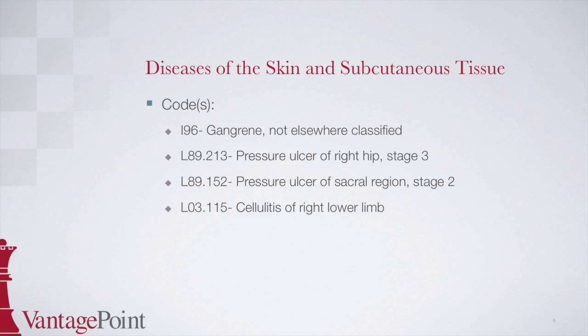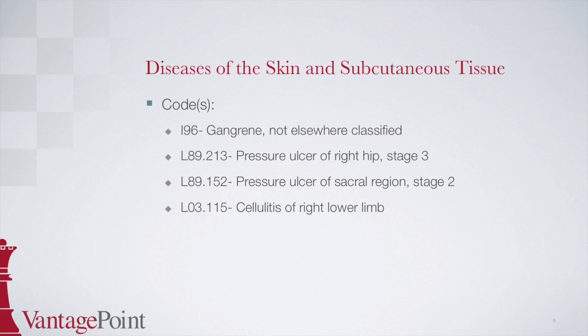When we go to the tabular, we see that subcategory L89.2 is for pressure ulcer of the hip. So we still need to find the right hip as well as stage 3. The subcategory for right hip is L89.21, and then we need a sixth character of 3 as the ulcer is stage 3. This gives us a final code of L89.213. The next code is L89.152, pressure ulcer of sacral region, stage 2.